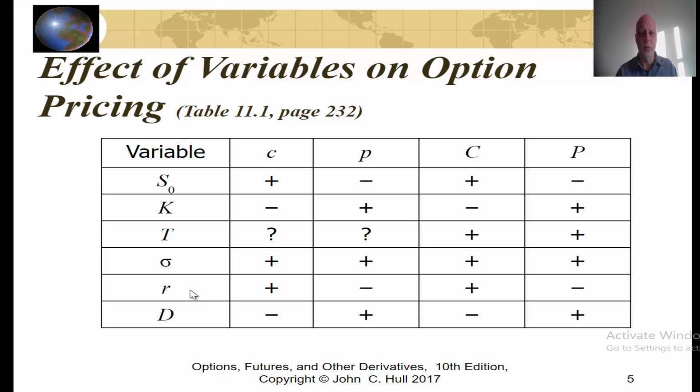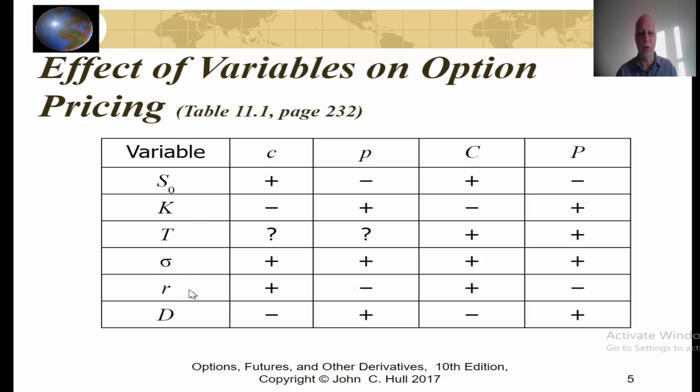R is the risk-free rate. For a call option, if you wait to purchase the stock, then you keep the strike price X or K in the bank, and you can invest it at the risk-free rate. So for a call option, you want to wait to purchase and earn money on interest, so the call option price is going to be positively correlated with the interest rate.